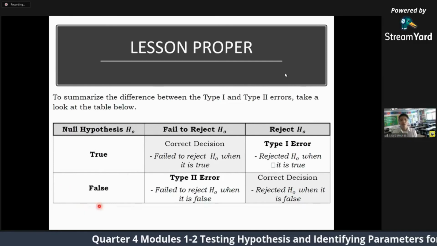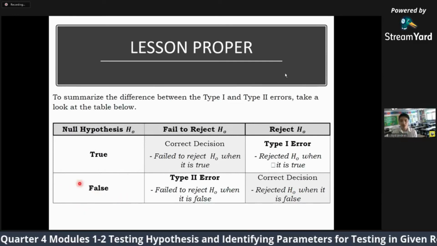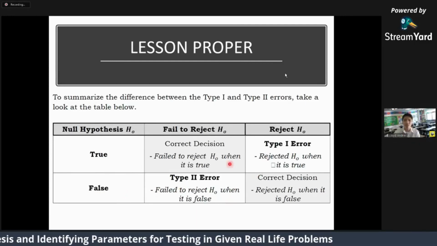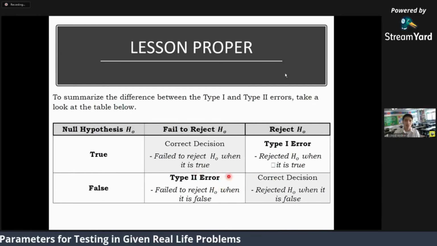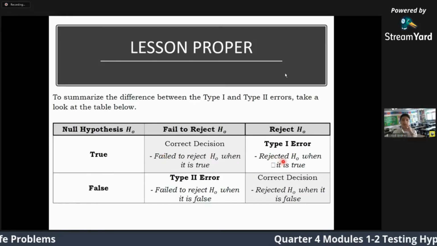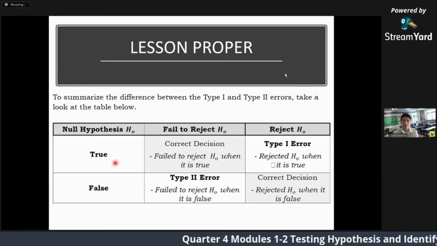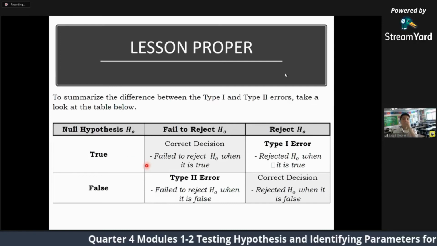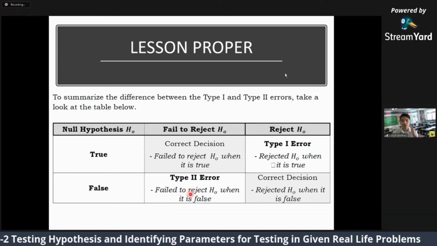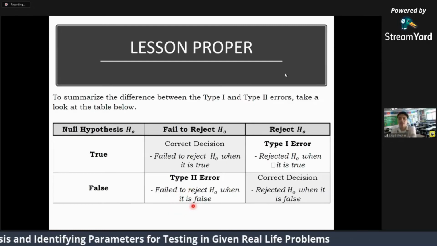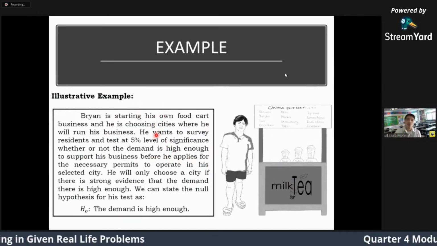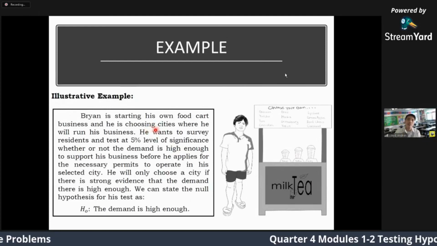It coincides with the actual situation where the null hypothesis is false. So is that a type 1 error or a type 2 error? Again, a type 1 error is when you reject a true null hypothesis, while a type 2 error is when you fail to reject a false null hypothesis. So, let's have an example in real life.